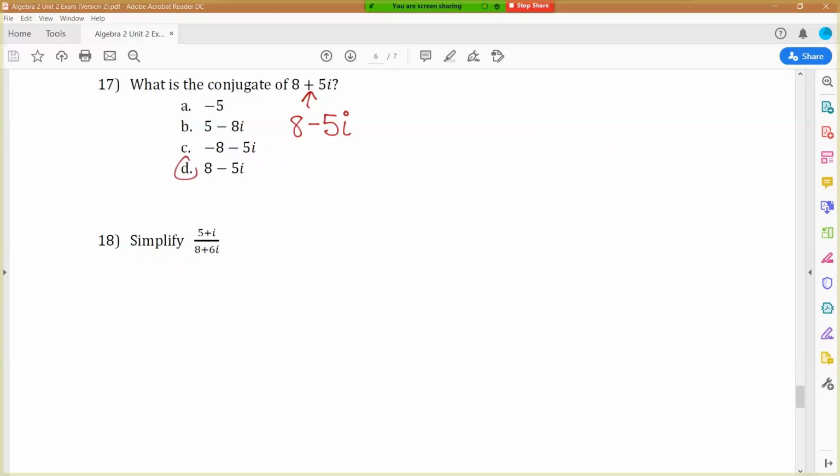So letter D. Worth 2 points on your test. Really no work required. Just make sure that you're only changing the sign in the middle. You can't change the sign on the 8.